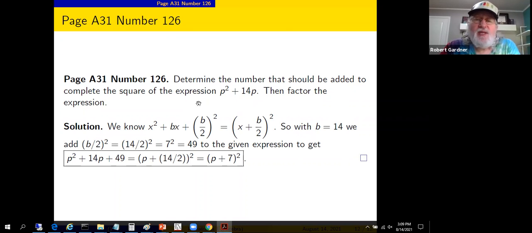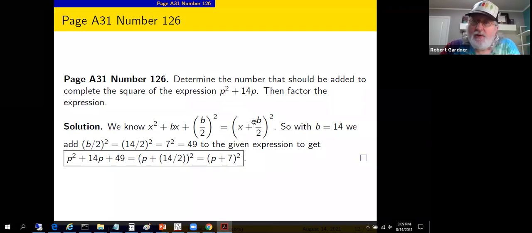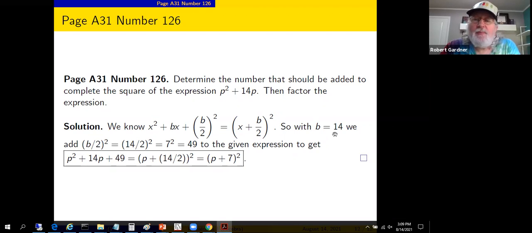We know these to be equal to each other by the notes. So we've got b equals 14, and we want to add this. We want to add 14 divided by 2, squared. 14 divided by 2 is 7. Square it, get 49. We want to add 49. So if you take p squared plus 14p plus 49, then you'll get a perfect square.